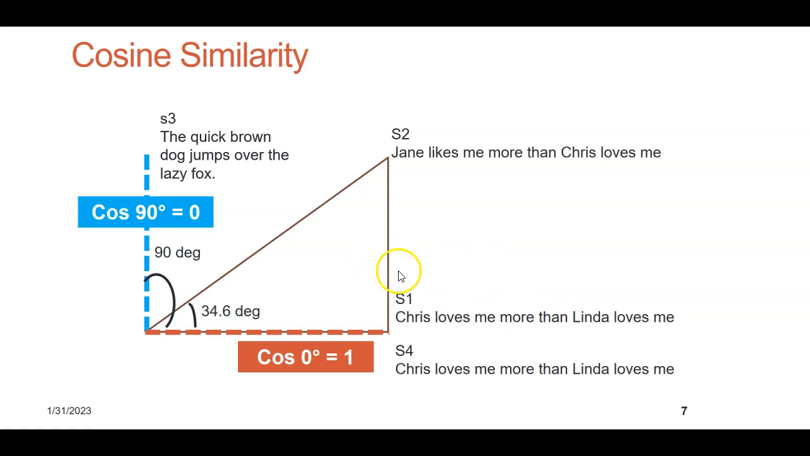So the bigger the angle, the more the attributes differ from one another. If you look at sentence 3 here, you see that no word in it appears in any of the other sentences. In other words, the two vectors could not be any more different from each other. And that's what cosine similarity shows us.